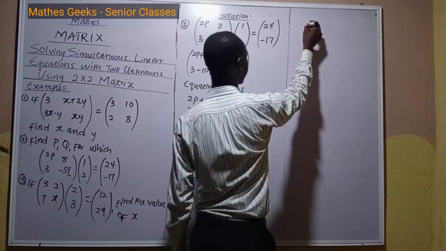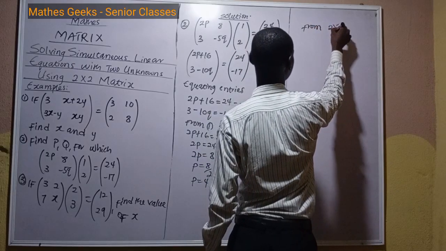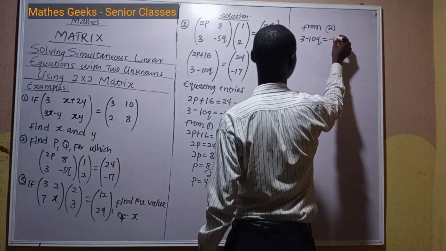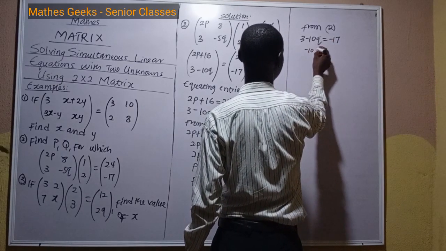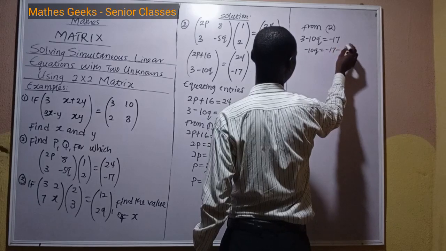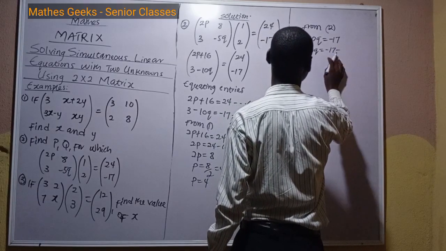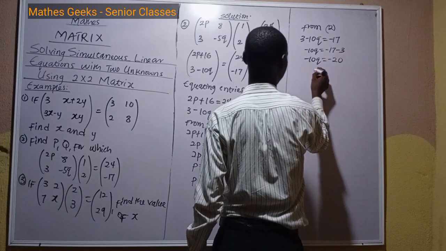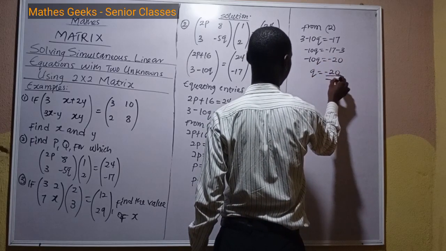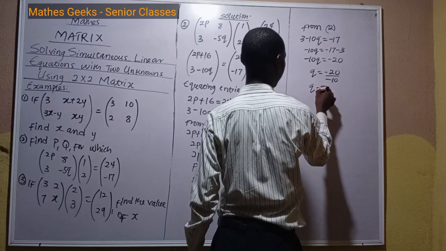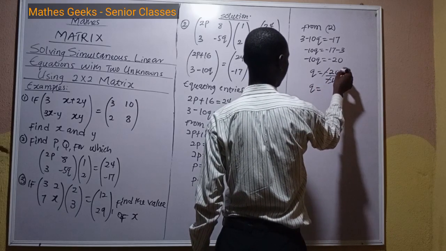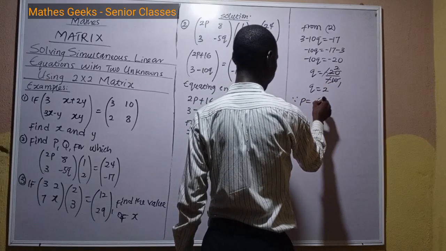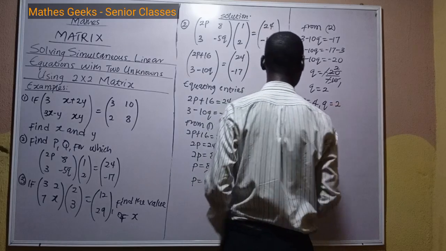From 2, 3 minus 10q is equal to minus 17. So minus 10q is equal to minus 17 minus 3. So minus 10q is equal to minus 20. q is equal to minus 20 over minus 10. So q is equal to 2. So therefore p is equal to 4, q is equal to 2.